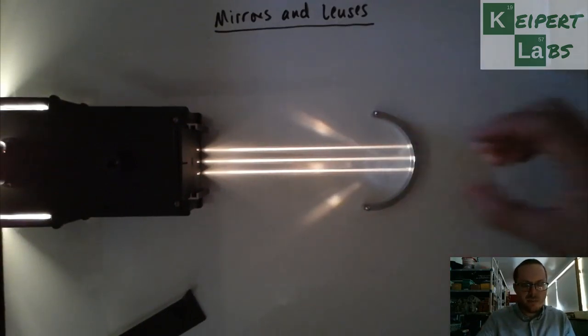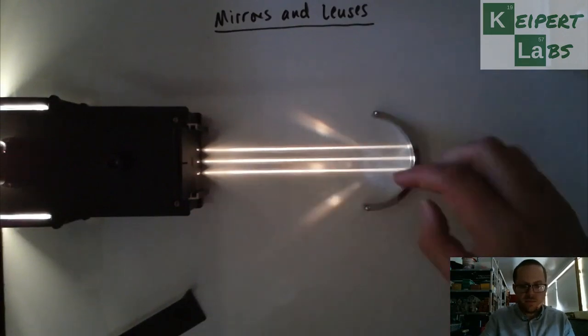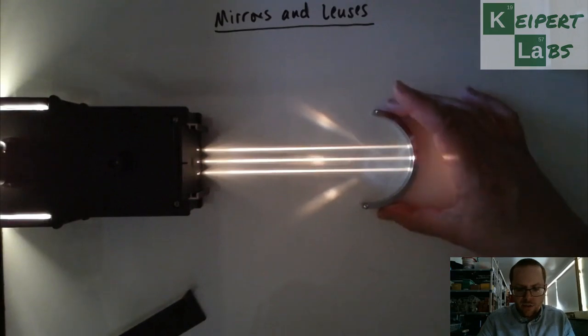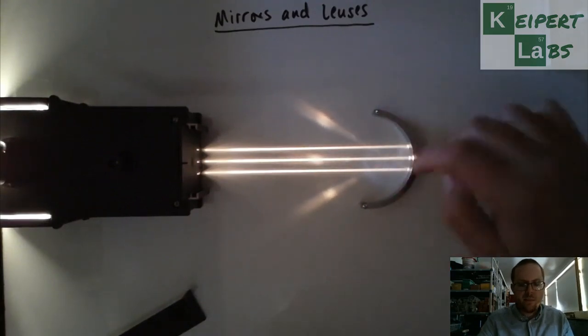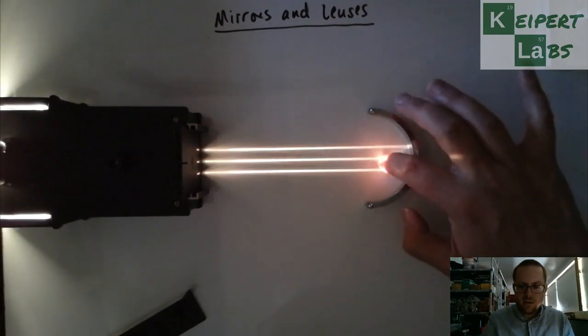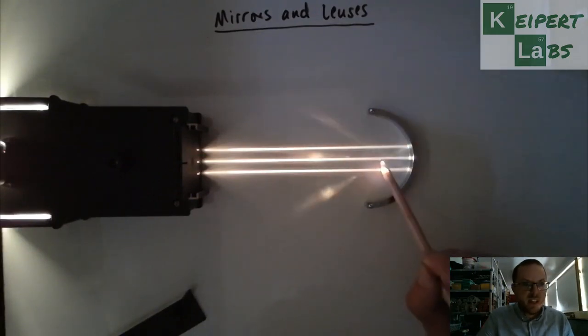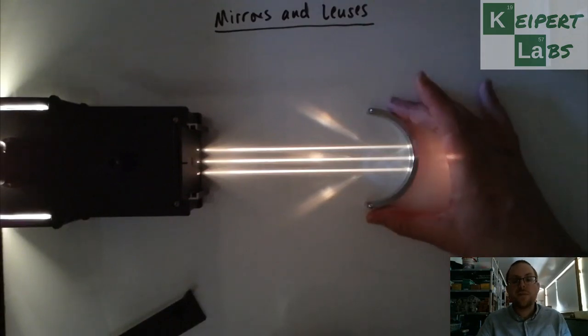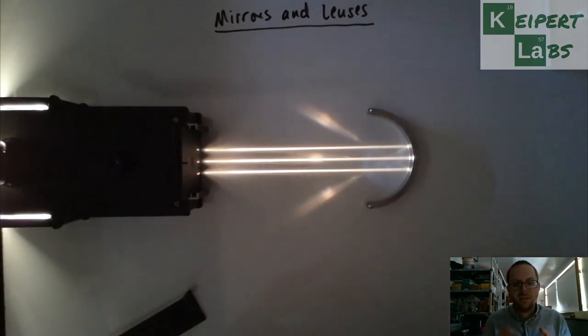If I place this concave mirror in the path of my light, what I see is that I get reflections back towards the light box, but it's a little hard to see with this contrast, they actually meet together at a point around about here. If I pinpoint it with a pencil, around about that spot, those rays of light actually meet together. We say that they converge. So a concave mirror causes the light rays to converge or meet together at a particular point.